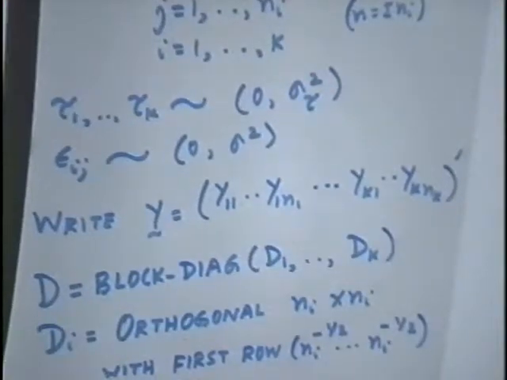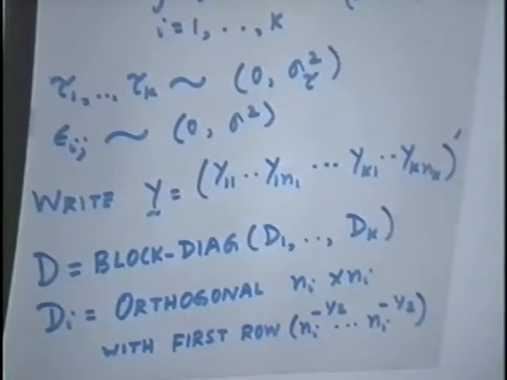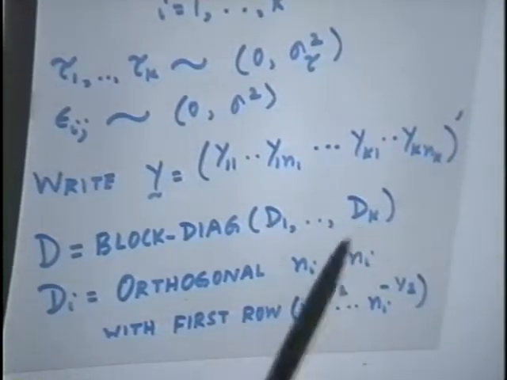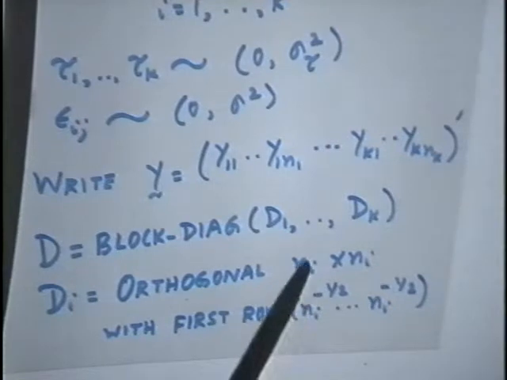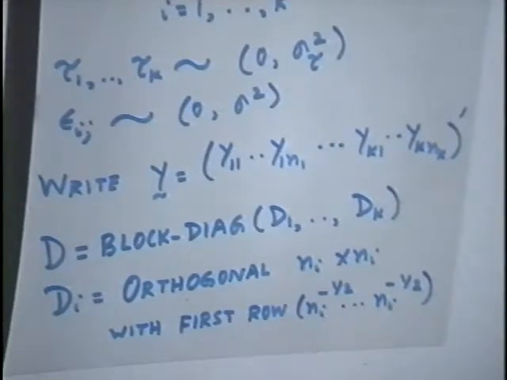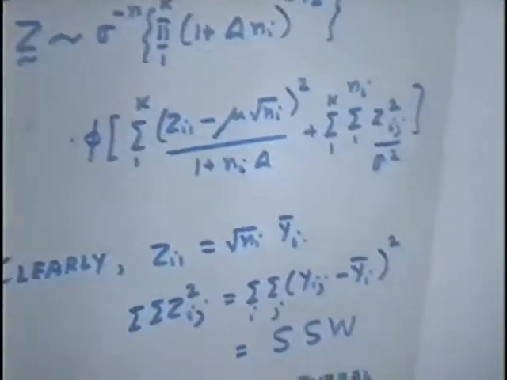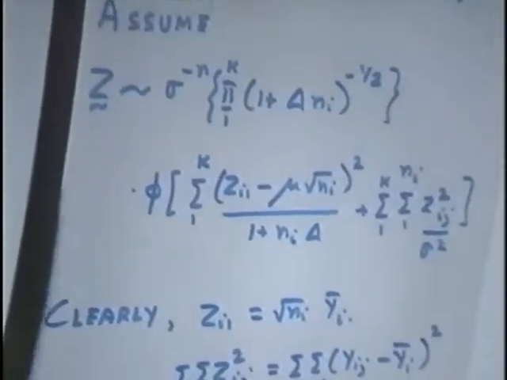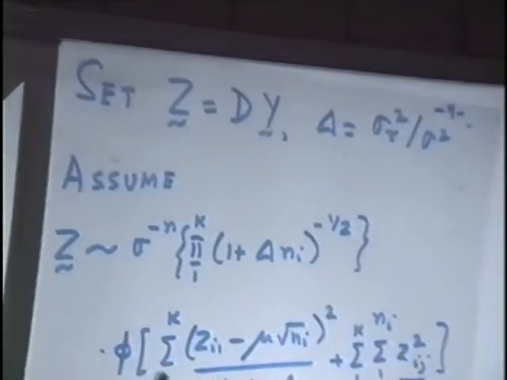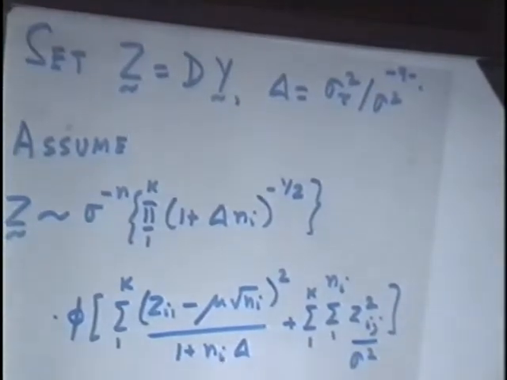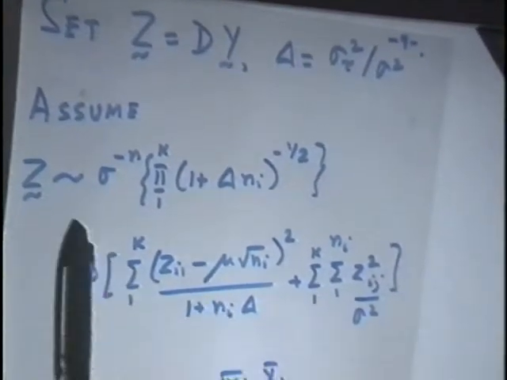To get a canonical representation, let's denote by capital D the block diagonal matrix D1, D2, up to Dk, where each D_i is an orthogonal n_i by n_i matrix, with the first row given by n_i to the power minus half, and they are all the same. Then from y, you define z, which is D times y, and assume that the distribution of z is given by this. If I assume phi to be exponential, then z is of course normal, and you can recognize this form.